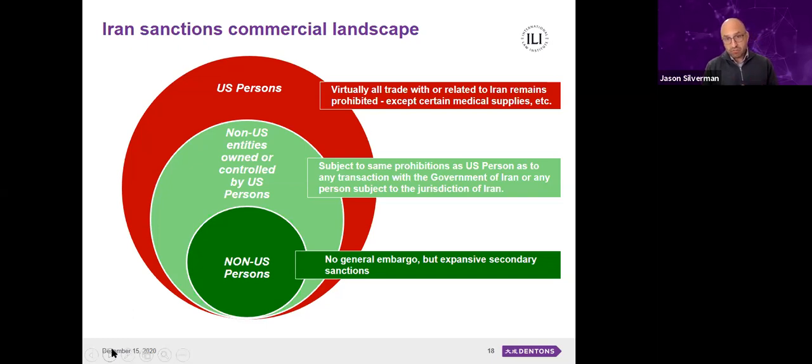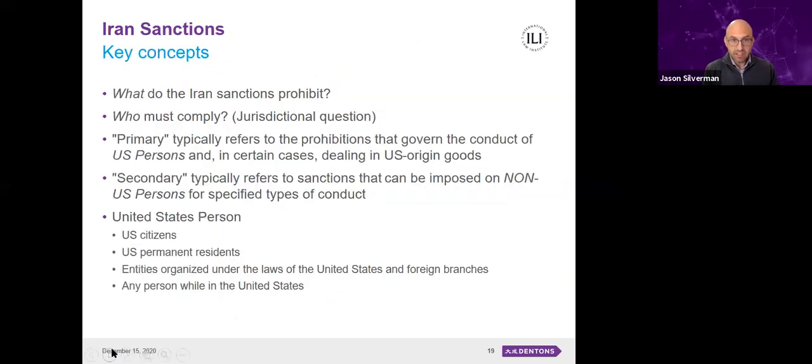And then you finally get to non-U.S. persons, which is obviously the biggest circle. I think the size of these is meant to denote the extent of the restrictions rather than the number of people, because obviously there's more non-U.S. persons than U.S. persons. But as to non-U.S. persons, there's no general embargo, but there are secondary sanctions, which we will cover in some detail later in the presentation, that are a constantly vexing issue that non-U.S. persons have to deal with when dealing with Iran. The next slide, please. So the concepts that I'm going to cover in this segment are what do the Iran sanctions prohibit? Who must comply with them? This is a jurisdictional question.